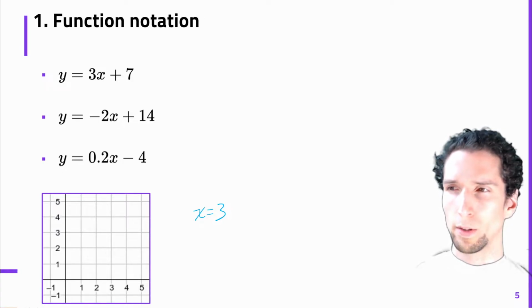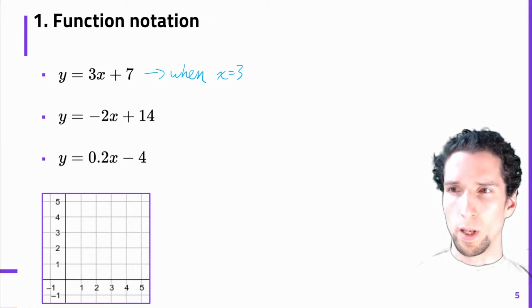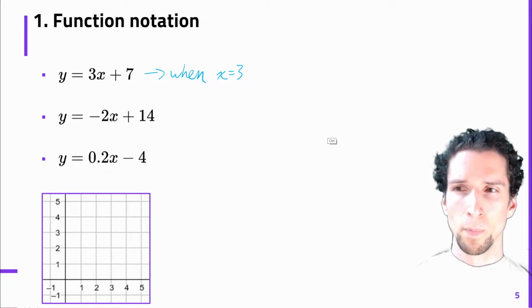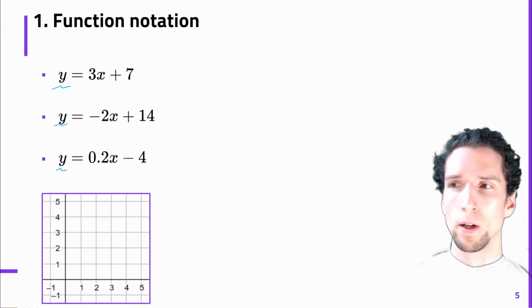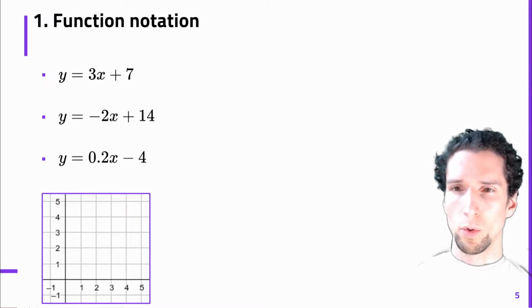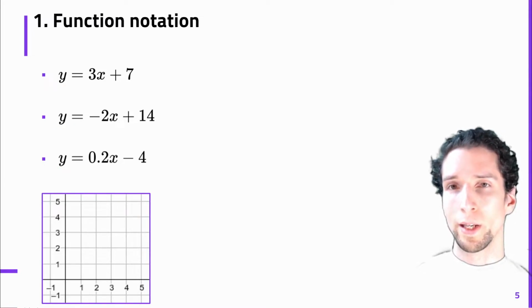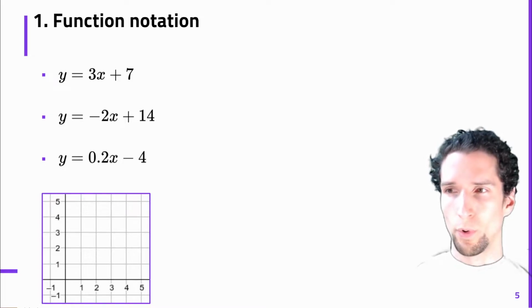So how do I write that? Do I say like this one, when x equals 3, and then we evaluate it down here or something? Because all of the functions here are just in terms of y, we don't really have separate names. Function notation gives us handy names for these things and helps us differentiate them.